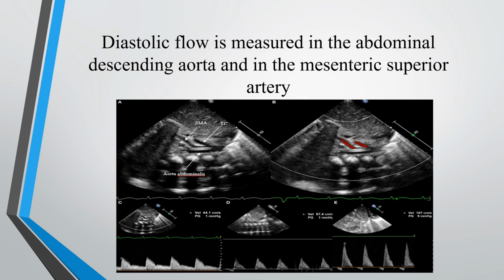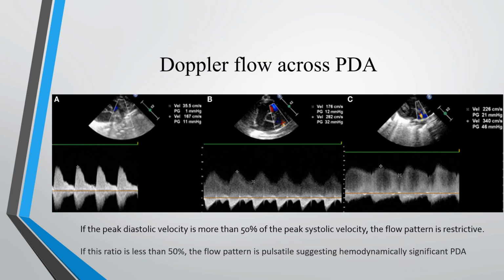In addition to the descending thoracic aorta, we observe the flow in the superior mesenteric artery. In the superior mesenteric artery, we have to trace the aorta and the branches, the celiac trunk and the superior mesenteric artery. And here the flow will be towards the probe, because from the aorta it will go like this. In this we have to get both the curves, systolic and diastolic flow, above the baseline. So this is normal flow. Here there is absent diastolic flow, and this is reversal of diastolic flow because we are getting flow below the baseline. So this also indicates a hemodynamically significant PDA if there is reversal of diastolic flow.